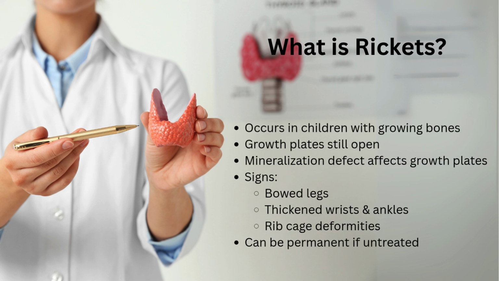What's the difference between rickets and osteomalacia? It's about timing. Rickets occurs in children whose bones are still growing and whose growth plates are open. The defective mineralization affects the growth plates, leading to characteristic skeletal deformities: bowed legs, thickened wrists and ankles, changes in the rib cage. These can be permanent if not treated. So rickets is soft bones plus growth plate problems in kids.